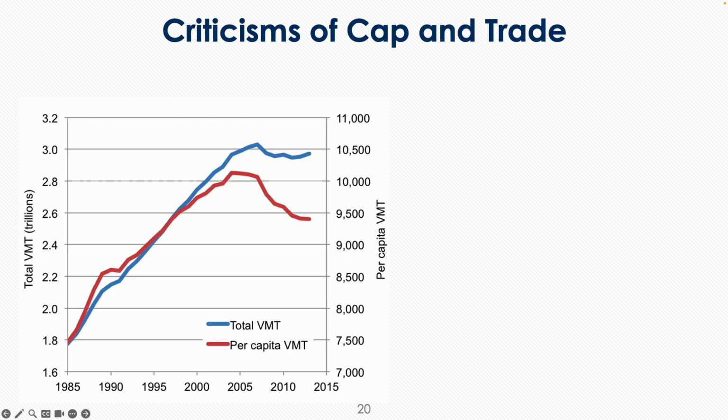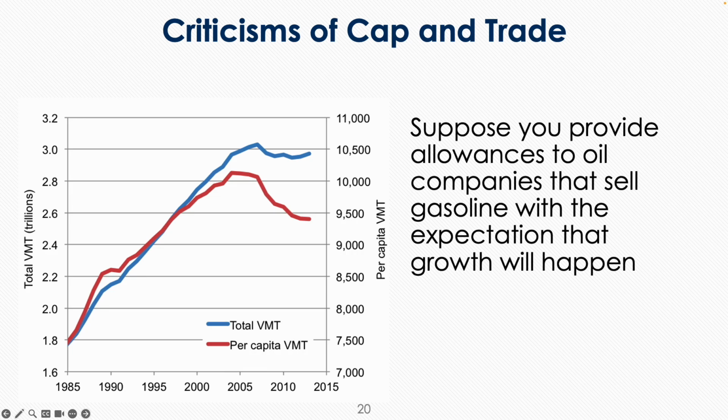So this is a plot of how VMT has changed over time. Let's suppose that as you design your cap and trade program, you want to think about the way people are using energy and their needs for certain things. And you want to adjust your cap accordingly to how people need goods and services that are associated with carbon emissions. That means, suppose you provide allowances to some oil companies that sell gasoline with the expectation that growth is going to happen, right? Let's say you were setting this back in the mid 2000s, which is around when this thing was coming out. And so you think that VMT will continue to go up like that.